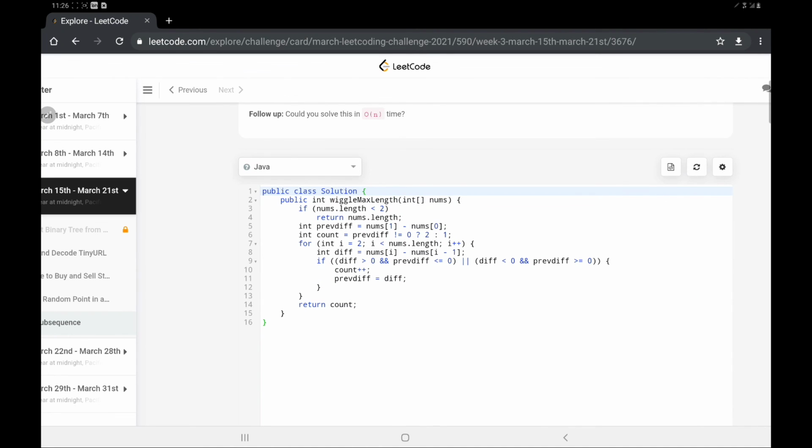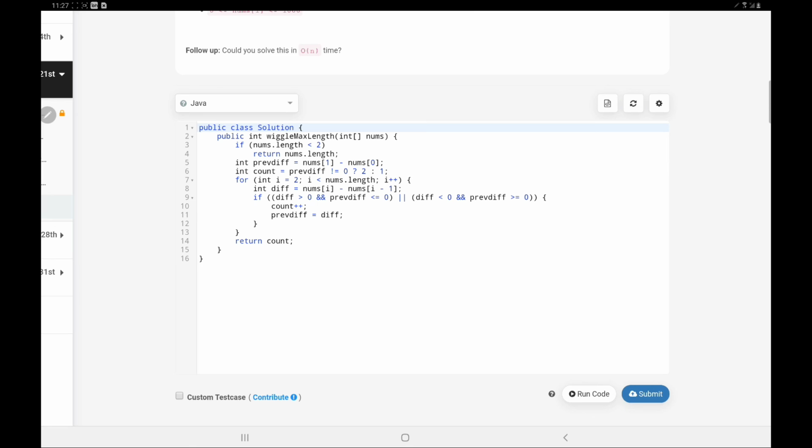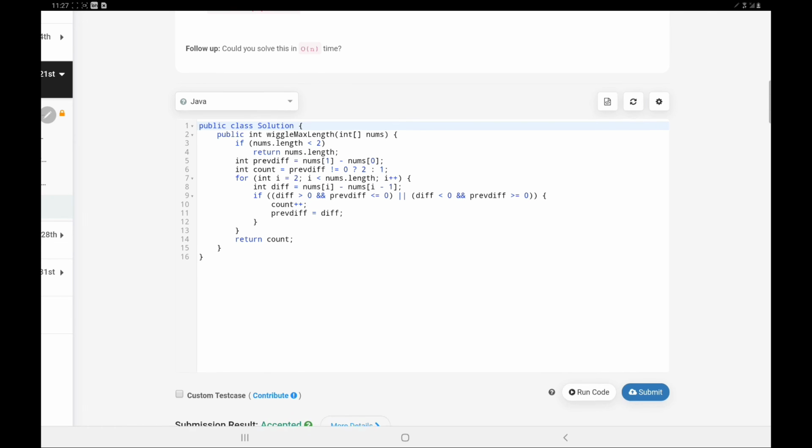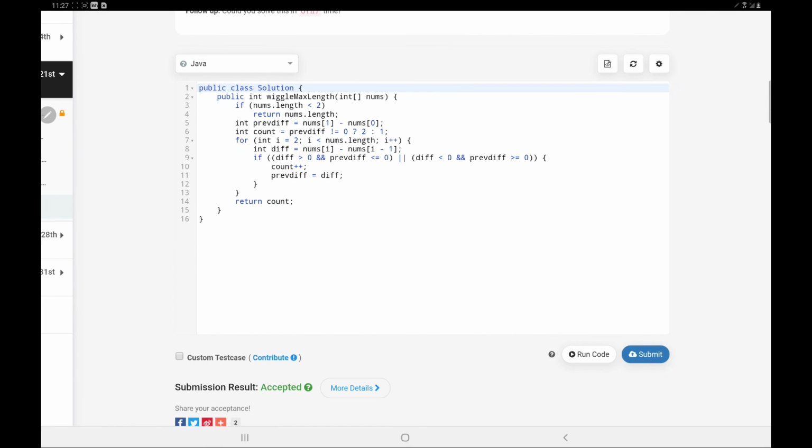It's a very simple approach. Let's try to submit it. As you can see, it's accepted, and as we have traversed the loop only once, its time complexity is O of n and space complexity is O of 1, because we are using variables that will be constant in every case. So O of 1 is the space complexity.